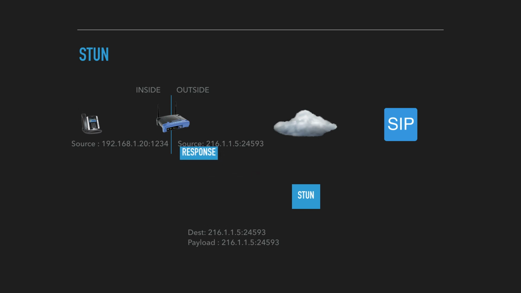That goes to the outside of the firewall. Now the firewall itself, or the router, does a lookup here and figures out who it needs to send it to. It says, okay, I am going to send this to the phone. But the destination of the packet was modified by the router or the firewall. So now that is being sent to 192.168.1.20, port 1234, but the payload has not been modified. So now this phone knows the public IP address based upon that response from the STUN server, because it says, okay, this is your public IP. It's 216.115, and this is the port that you are using.